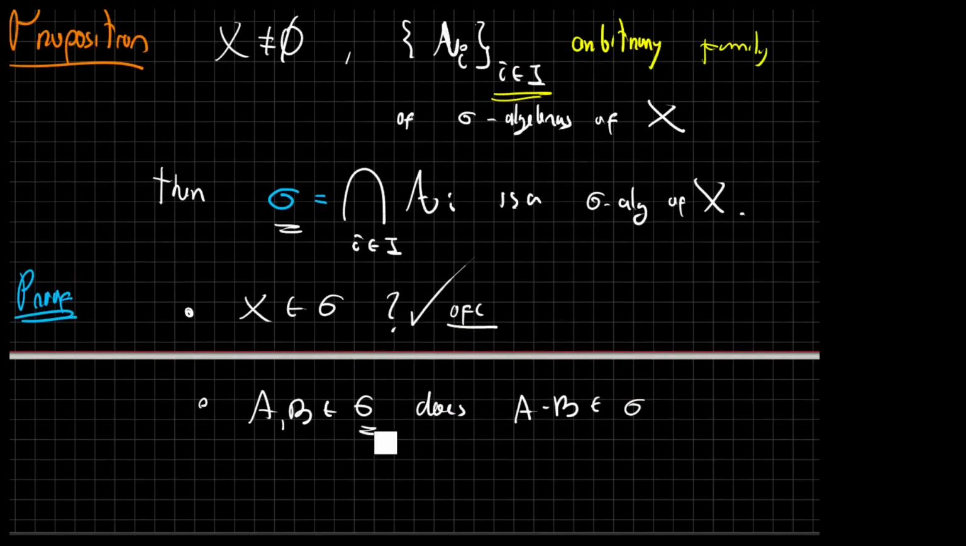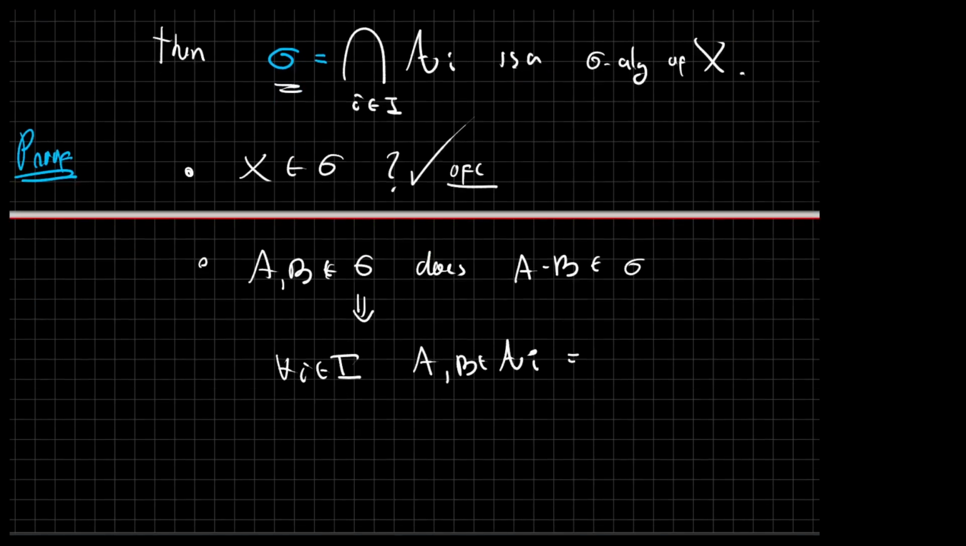Well, if it's here, then for every sigma algebra it holds that it is here, but those are sigma algebras, so it is here. But if this element is in every sigma algebra, then it is in the intersection of everything, which is equal to sigma.